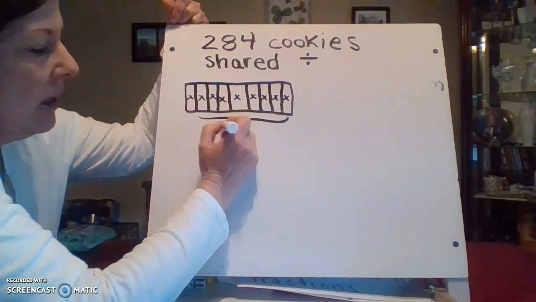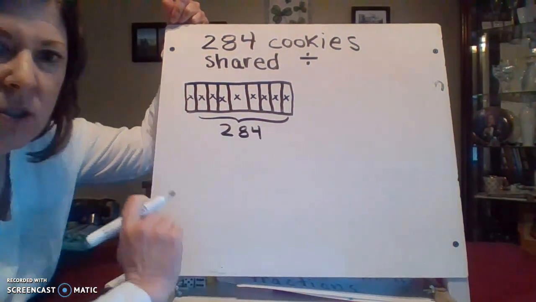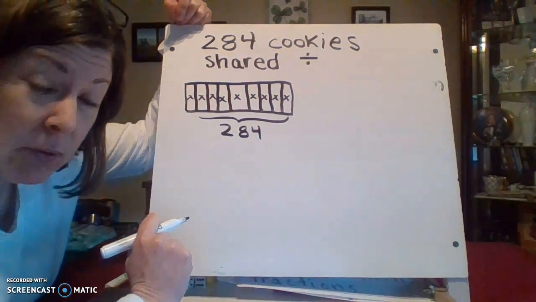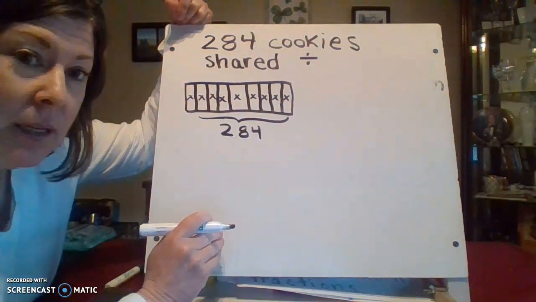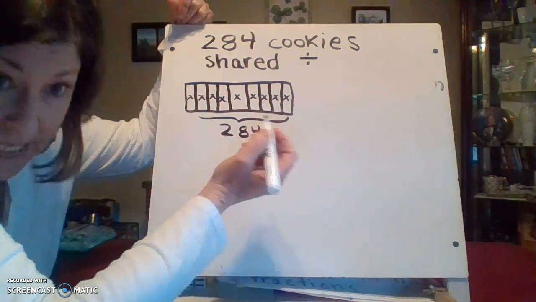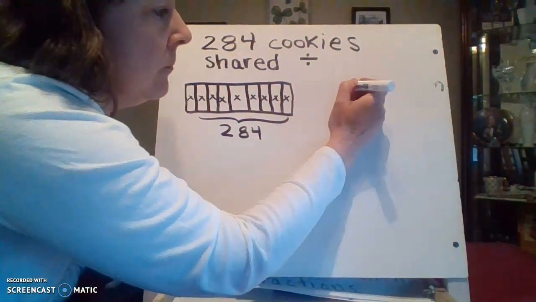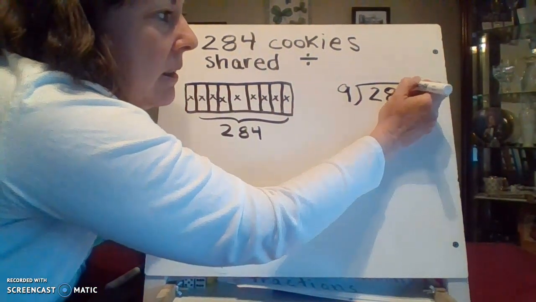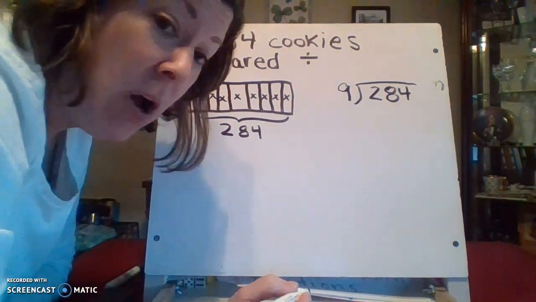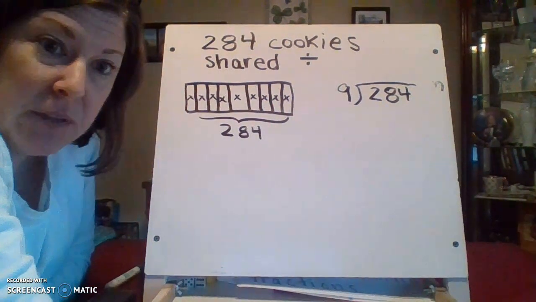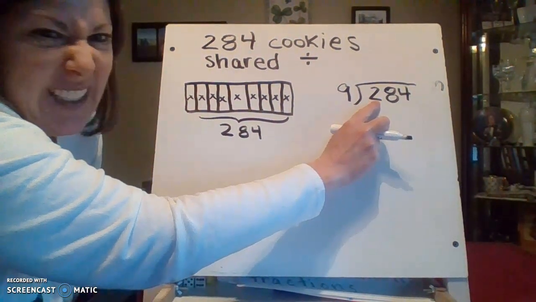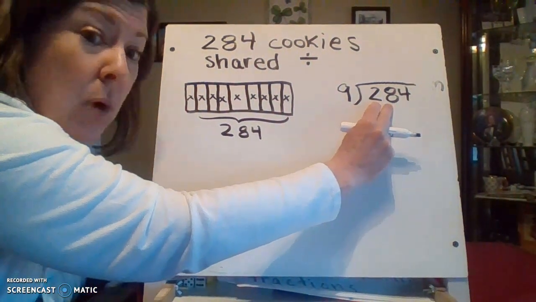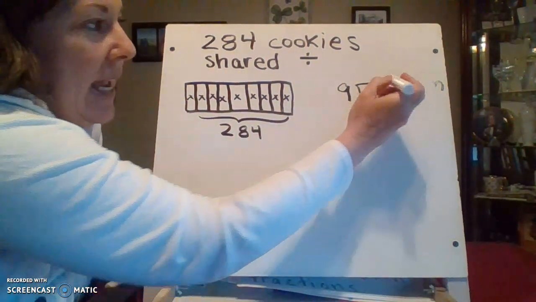There's a total of 284 cookies. So I'm going to divide. I'm going to divide those 284 cookies among Daisy's 9 classes. Well, definitely not basic fact stuff here, girls. So I'm going to have to use my knowledge of long division. So how many groups of 9 can I get from 2? No, that's not happening. So I'm going to think of how many groups of 9 I can get from 28 or 280. Okay? And that is 3.